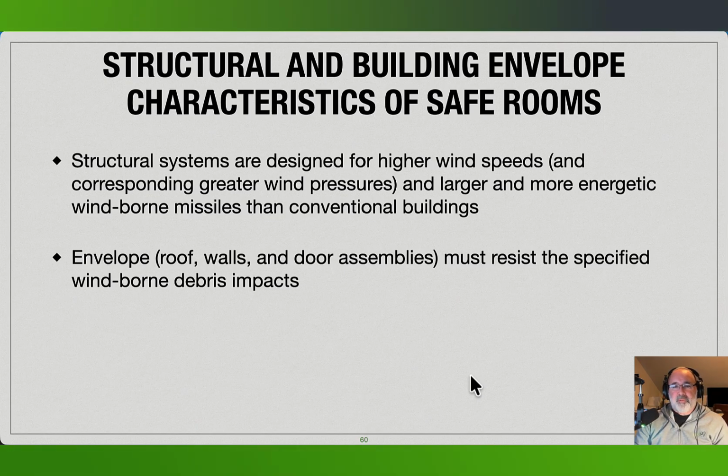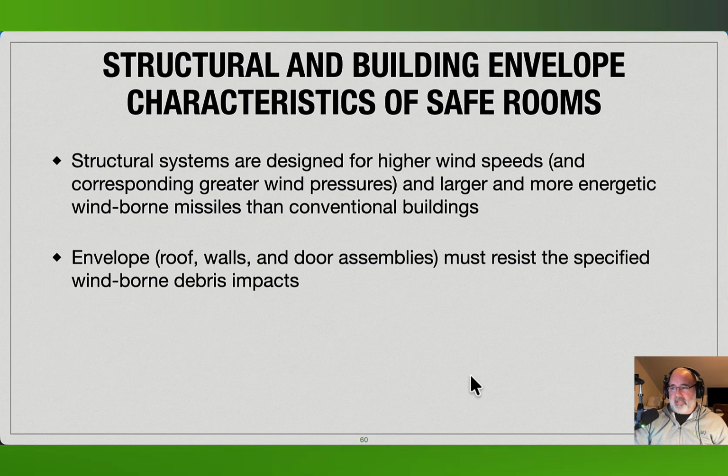So some of the structural and building envelope characteristics. The structural systems are certainly designed for the higher wind speeds, corresponding to higher wind pressures. Also larger, more energetic wind-borne missiles than conventional buildings. So that's pretty obvious. The envelope, the walls, the roof, the door assemblies must be able to resist all of the different wind-borne debris in addition to all the different pressure forces.